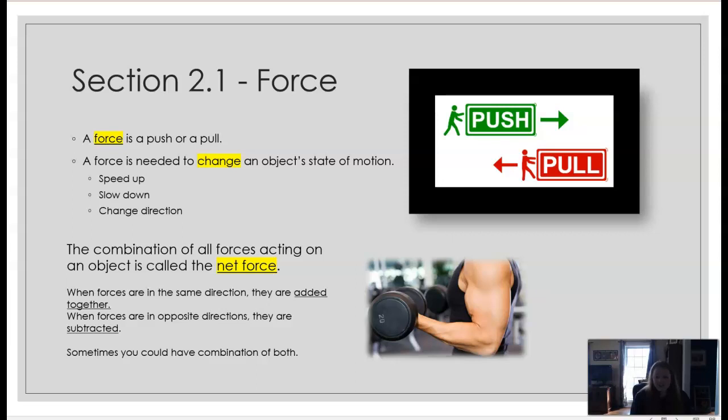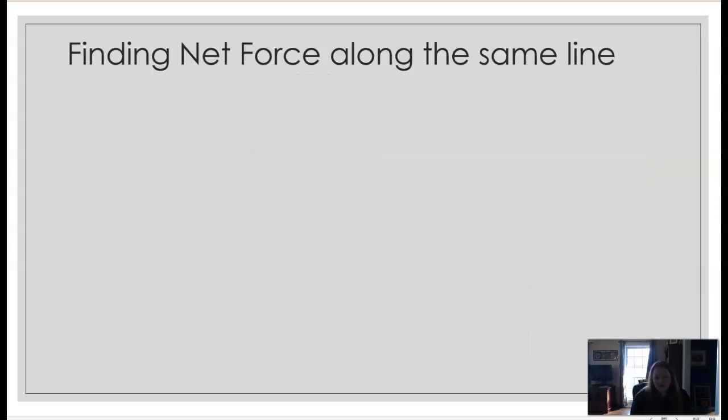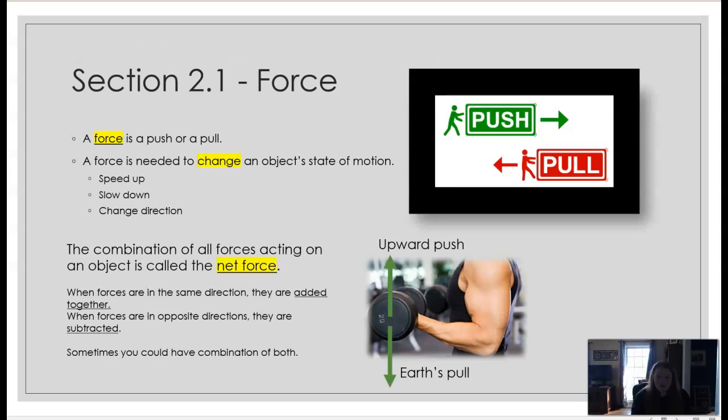In this case, we have a muscle man here pulling with some force upward, or an upward push, and then we have the Earth's pull, okay, also known as gravity. And if those are equal and opposite, then there will be no motion. So here we have this upward force is equal and opposite to this Earth's pull. So that tells us that these forces are balanced. So there's no change in motion for this guy. He's just holding the weights.